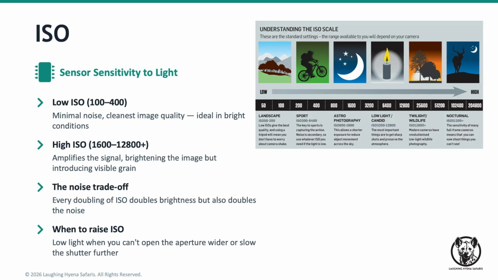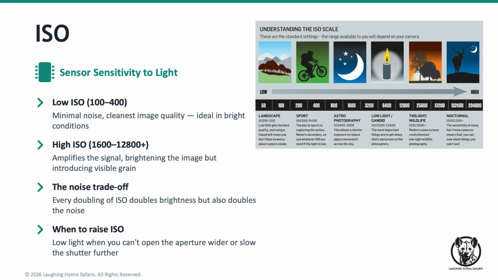The third side of the triangle is ISO, and it's essentially your camera's sensitivity dial. At low ISO values like 100 or 200, the sensor captures light normally. You get clean, crisp images with minimal grain. This is what you want in bright conditions. As you crank the ISO higher, 1600, 3200, even 12800, the sensor amplifies the light signal, which brightens your image.